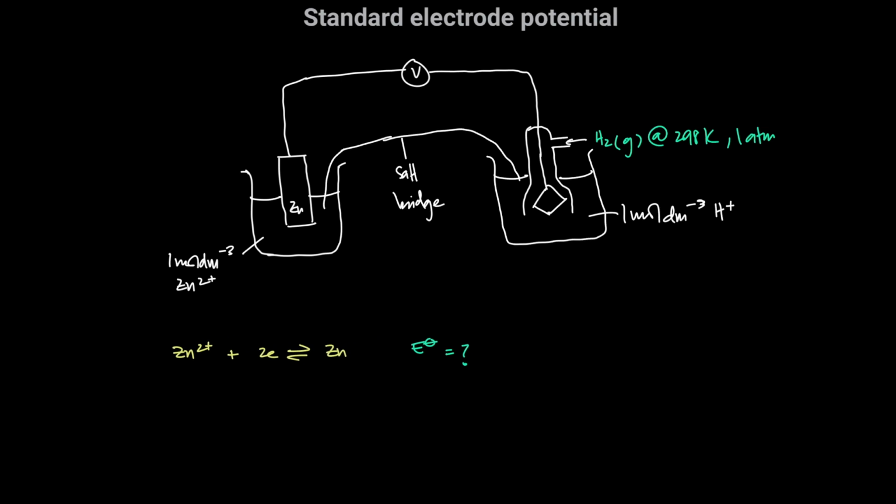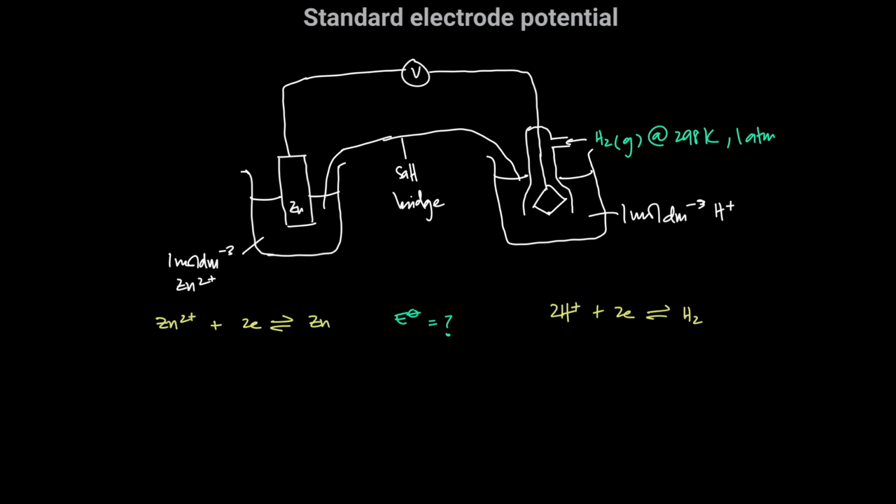Now, of course, we want to determine the standard reduction potential for Zn2+ here. By definition, we've said that the standard reduction potential for H+ is 0.00. So here we have 2H+ plus 2 electrons giving us hydrogen gas, and this by definition is assigned a standard reduction potential of 0.00 volts. Now we know from our previous knowledge that zinc is more reactive than hydrogen gas. So zinc will lose electrons more readily than hydrogen gas, or in other words, zinc is a better reducing agent than hydrogen.